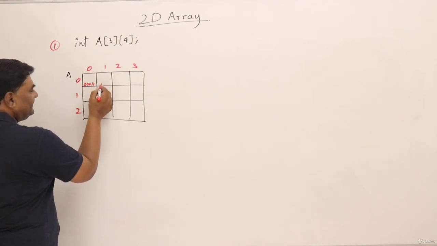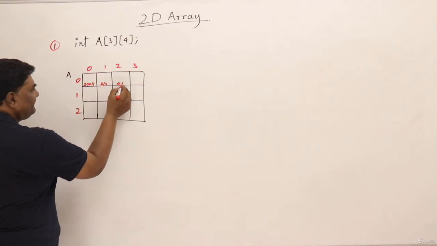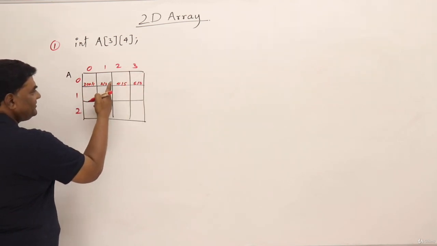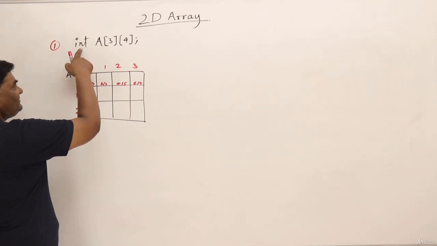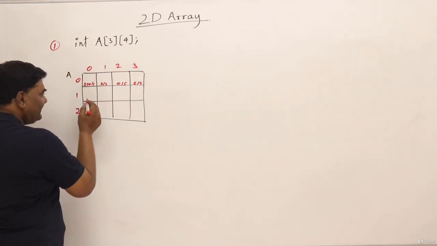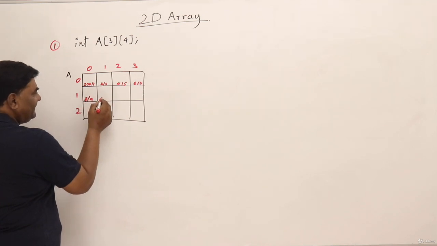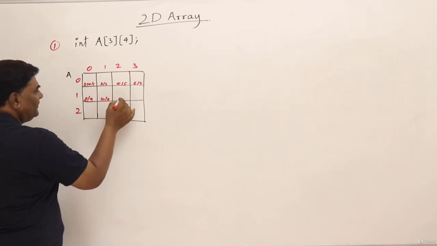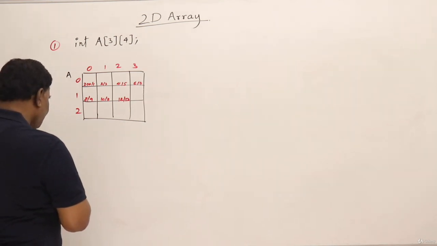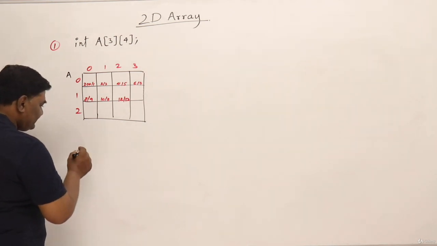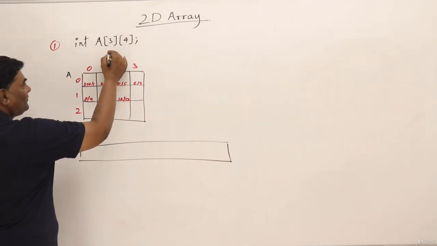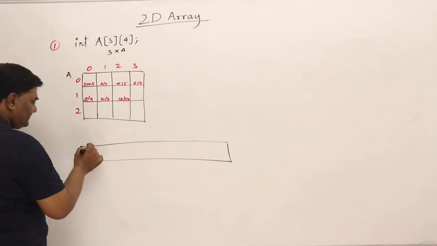and 201. Then this is 2 and 3, 4 and 5, 6 and 7. So this is memory for each integer. As we are assuming that integer takes 2 bytes, so 2 bytes for each. This is 206 and 7, and this will be 8 and 9, 10 and 11, 12 and 13. So this means that in real, the memory will be allocated like a single dimension array with 3 into 4, 12 integers.